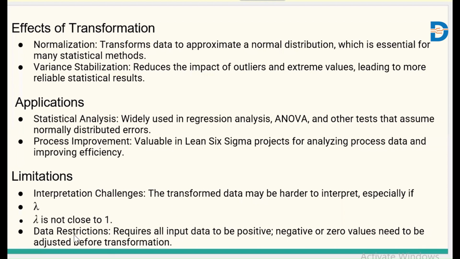As of now, there is one more limitation, that is data restriction. The biggest restriction is that the input data should be positive. It won't take any zero values or negative data. So before undergoing the transformation, the input should be positive. That is one more limitation.